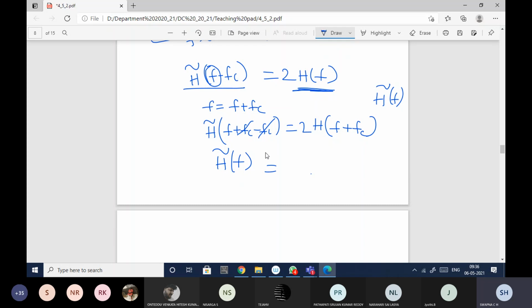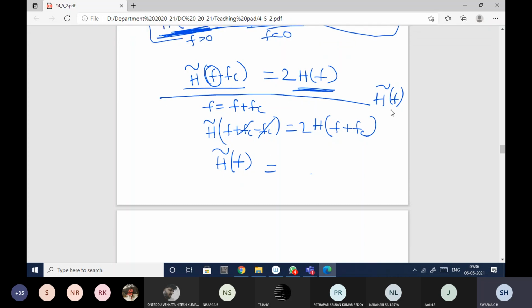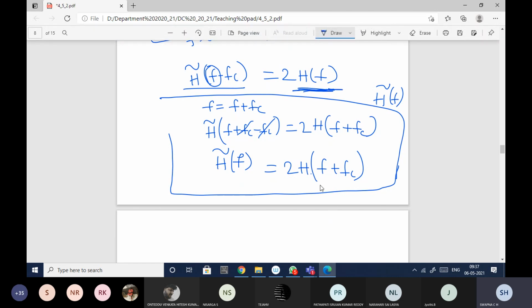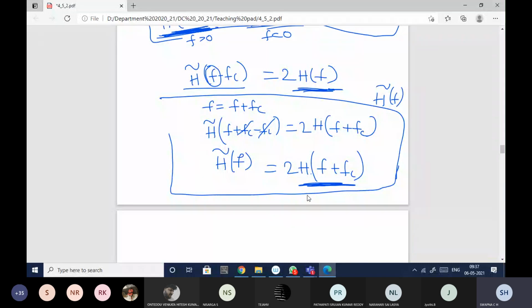You need not write these steps. This is only for your understanding. If you see the notes, I have not represented this. In the notes, I've directly written how you will be able to find h tilt of f. So if you want to find h tilt of f, you need to know h of f. If you know h of f, can anybody tell me which shift we are doing here?